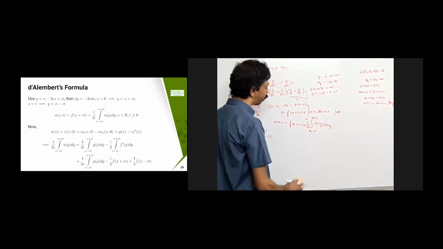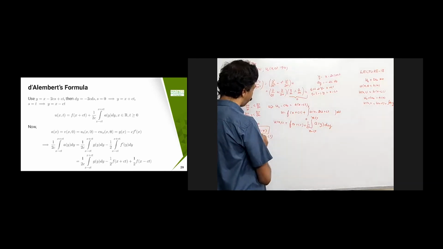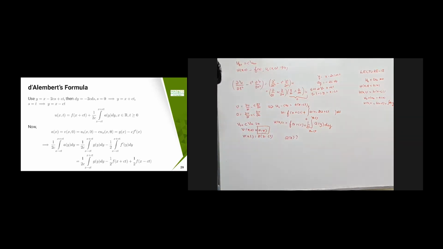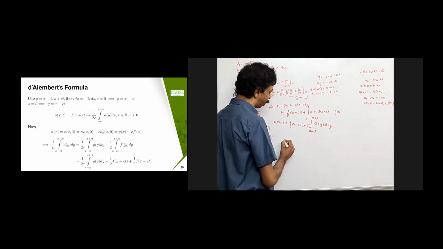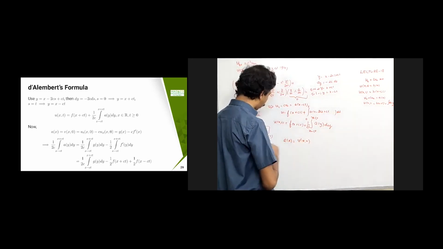Now what remains is that we need to calculate what is our a of x. So we are going to estimate this one. That is the one thing which is remaining. Let us calculate that. So what is a of x? A of x is given as b of x comma 0. But what is b of x comma 0?